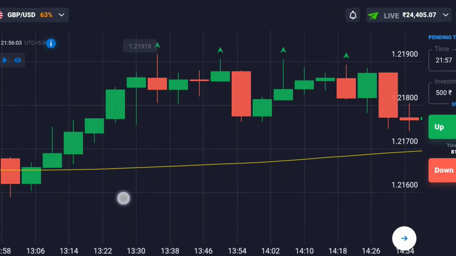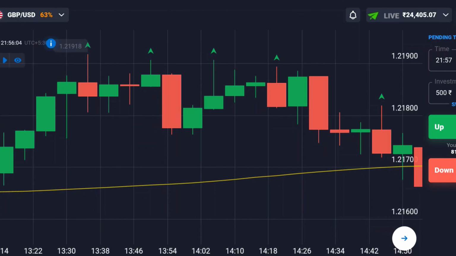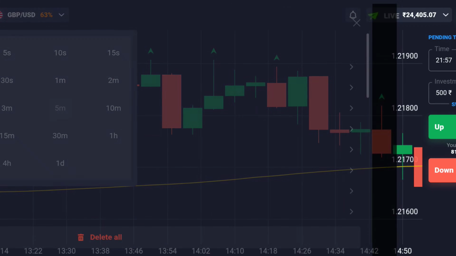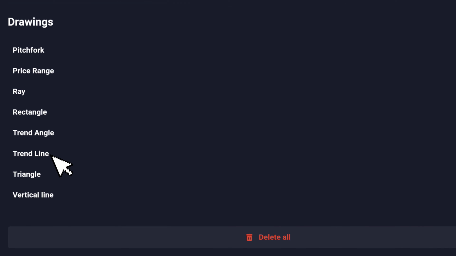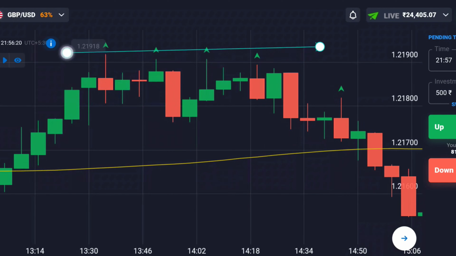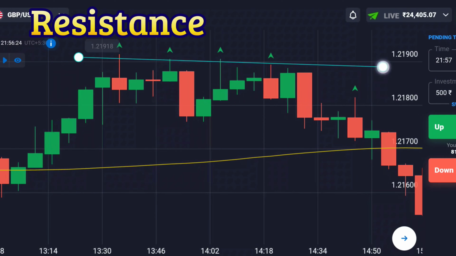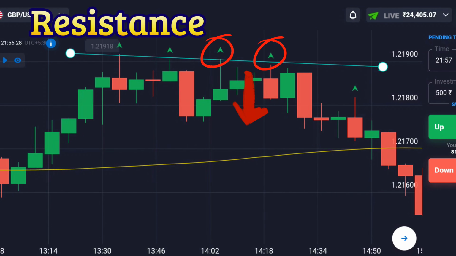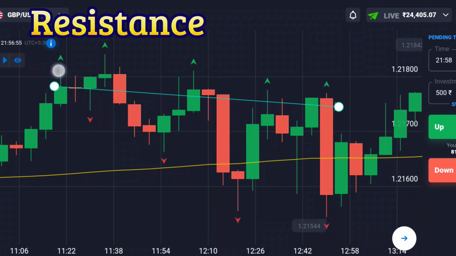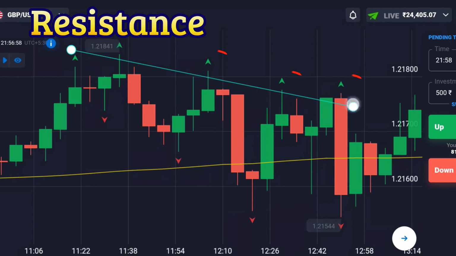Let me show you some examples. Choose the time frame to 5 minutes, and select the trend line. Place the trend line according to the fractals, and find the resistance levels. After the candle touched our trend line, it reversed and fractal appeared. This is another example. Price moving along the resistance.